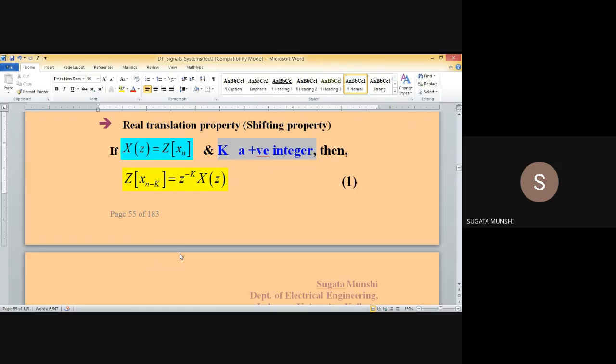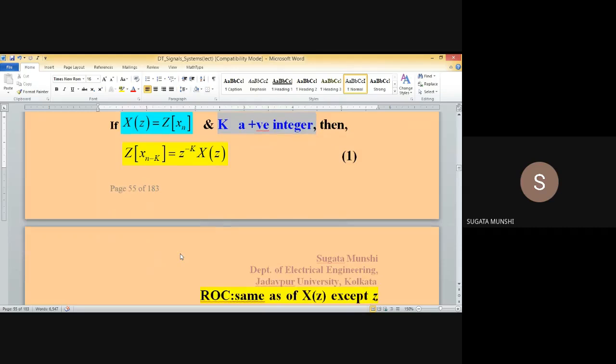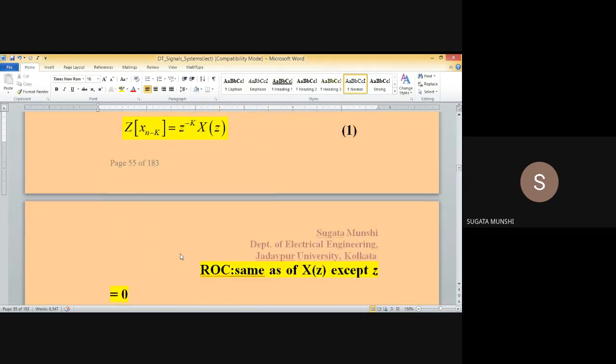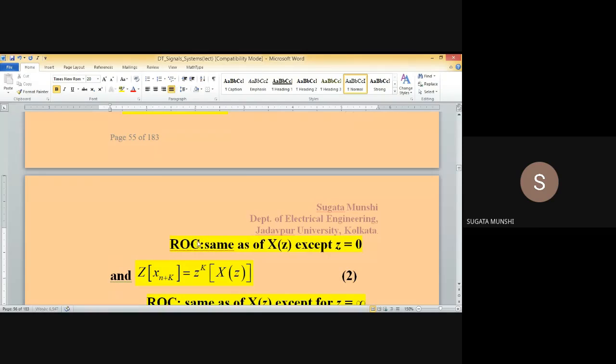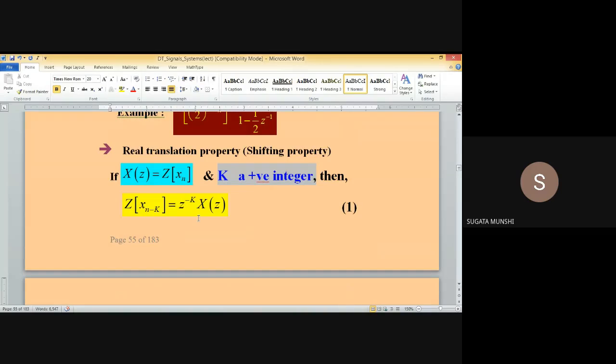What will be the Z transform of x[n plus k]? It will be z to the power k X(z). In this case, ROC will be same as X(z) except z equal to 0. Why? Because here X(z) is getting multiplied by z to the power minus k, that means 1 by z to the power k, where k is a positive integer.